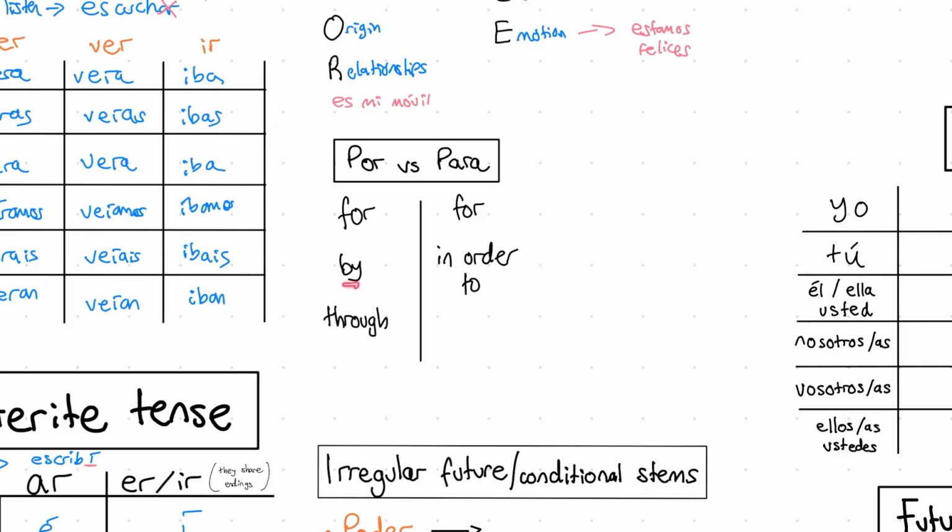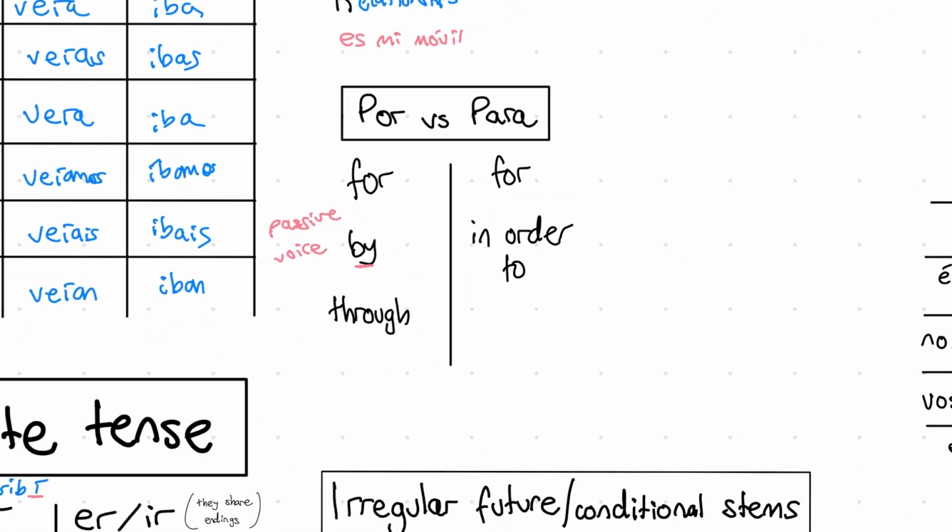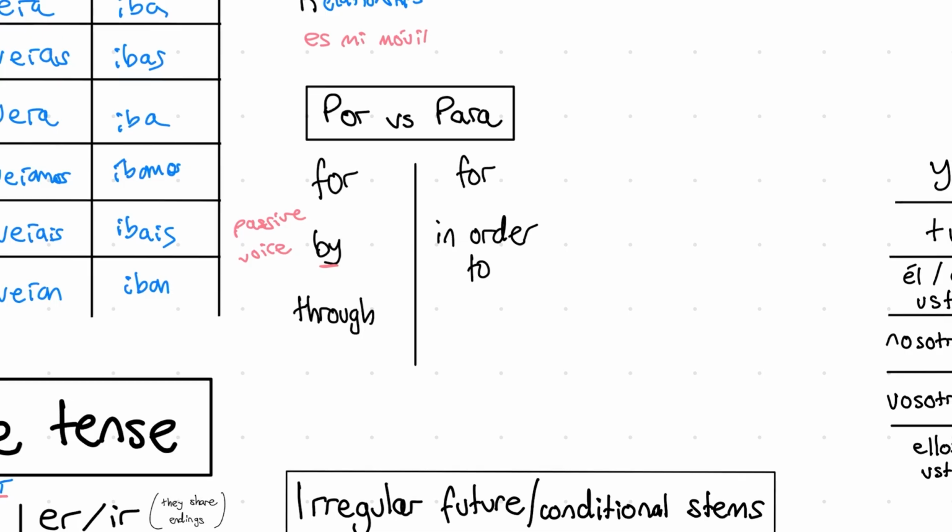Then talking about by, if I say, for example, el libro fue escrito por mi amigo, so the book was written by my friend. And we're going to see this use of by when we talk about the passive voice later on in this video. Then lastly, for through, I could say, quiero viajar por Inglaterra. I want to travel through England.